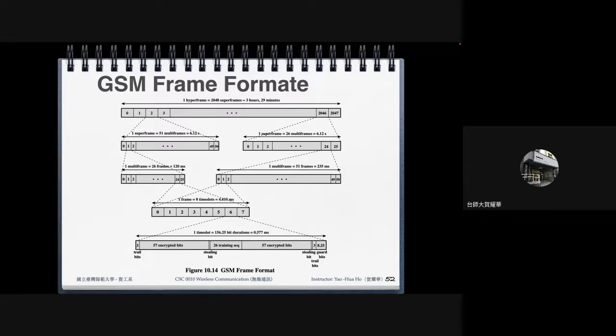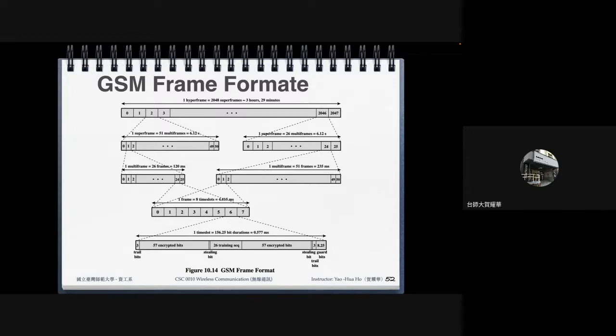Okay, now here's what it is. That one multi-frame breaks down to 26 frames. That one single frame itself will break down to 8 time slots. Each time slot is for, let's say, one user, so each user will get assigned one of the 8 time slots. That single time slot is only 0.577 milliseconds.